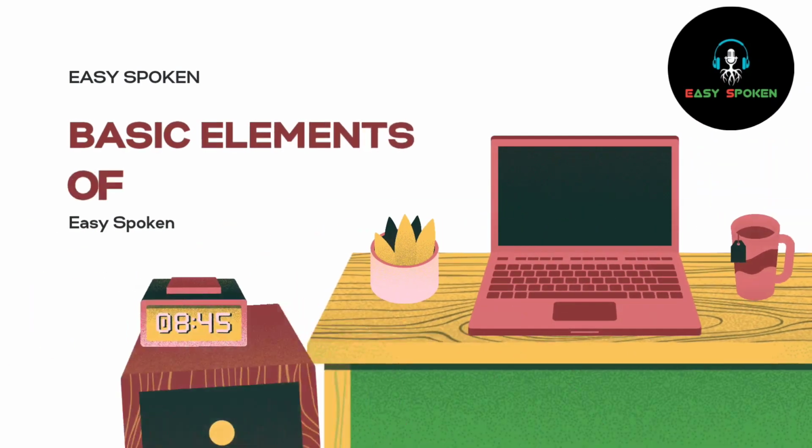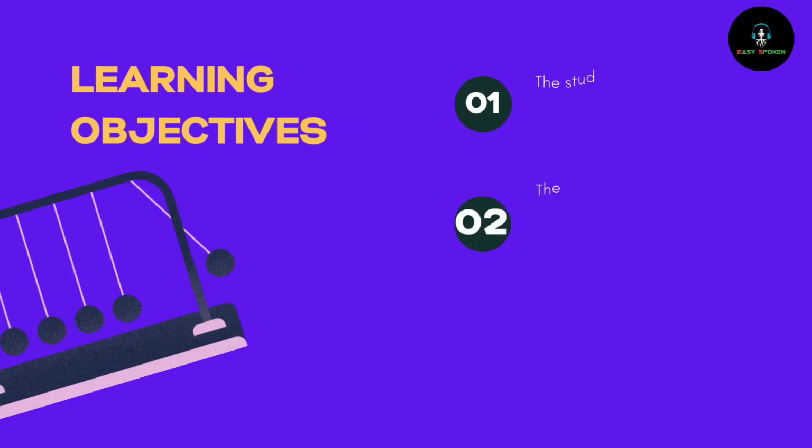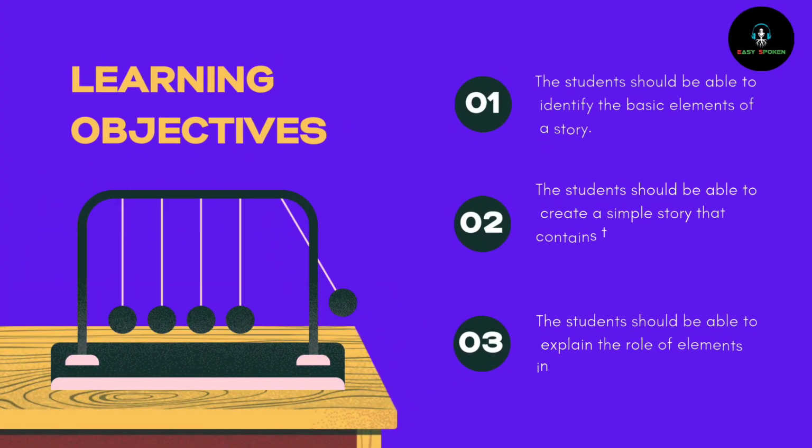Basic elements of a story, easy spoken. Learning objectives. Number 1. The students should be able to identify the basic elements of a story.